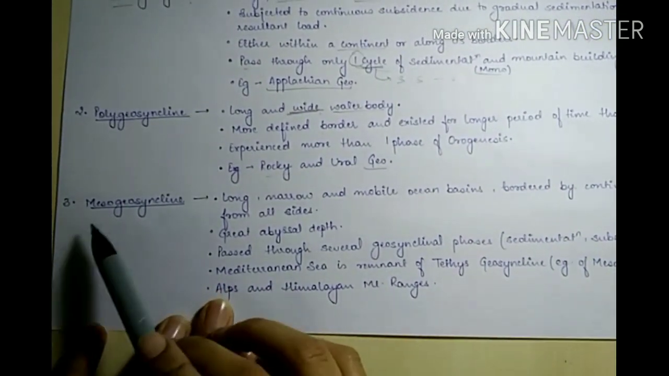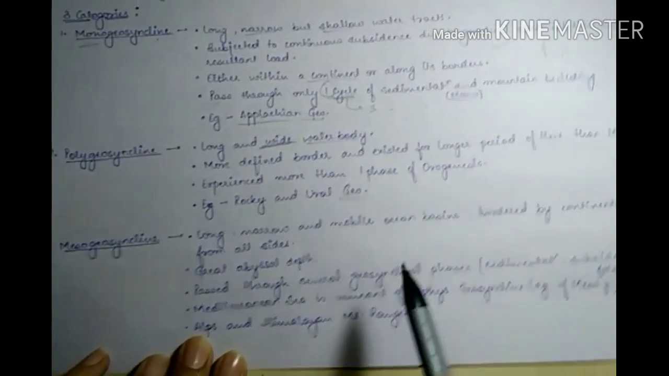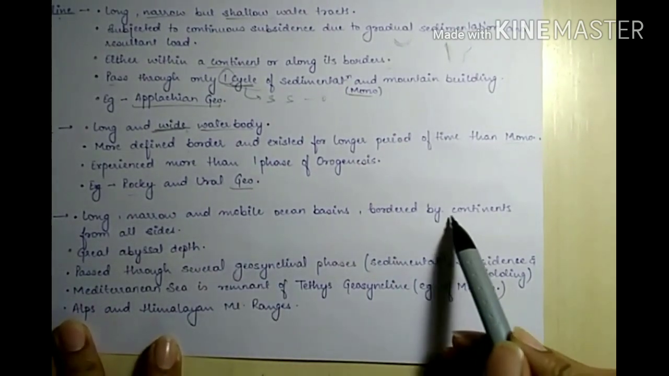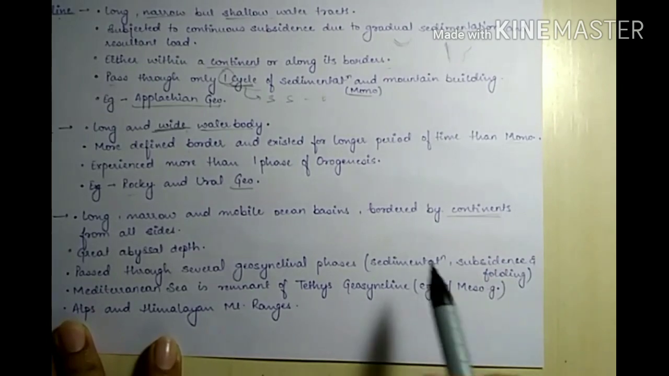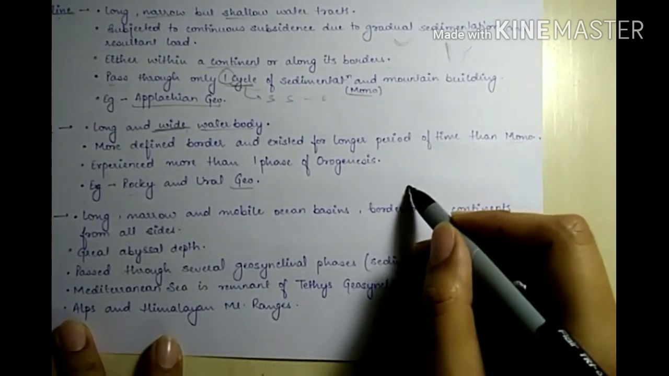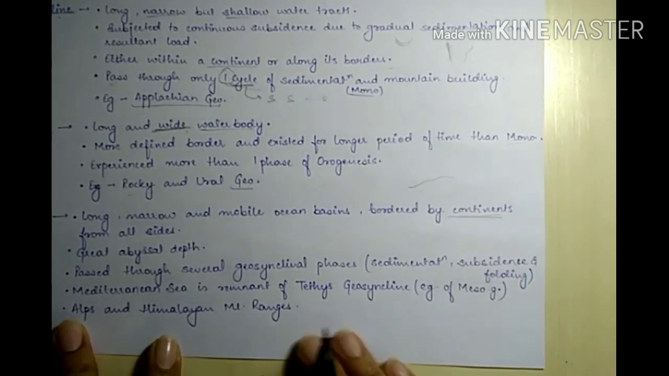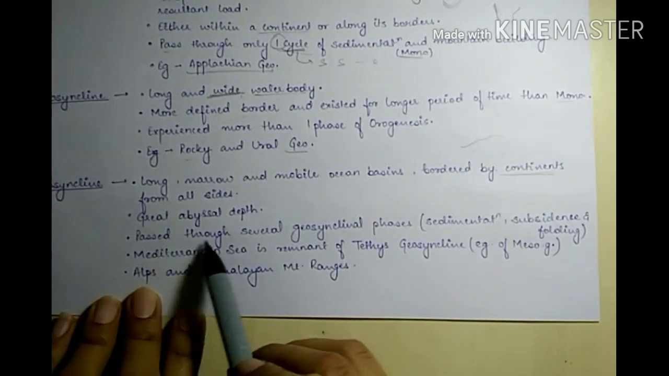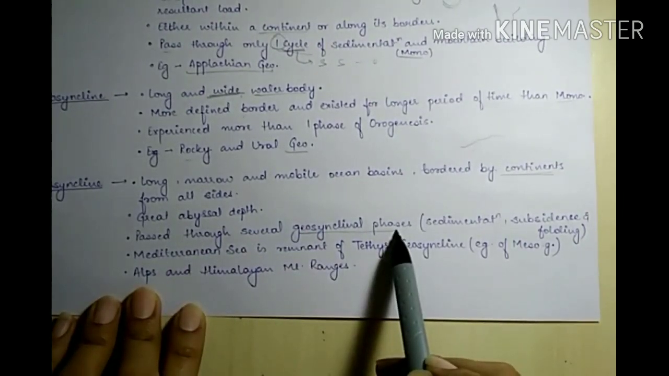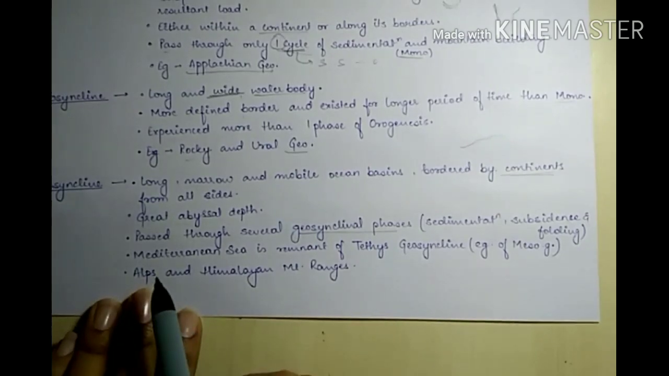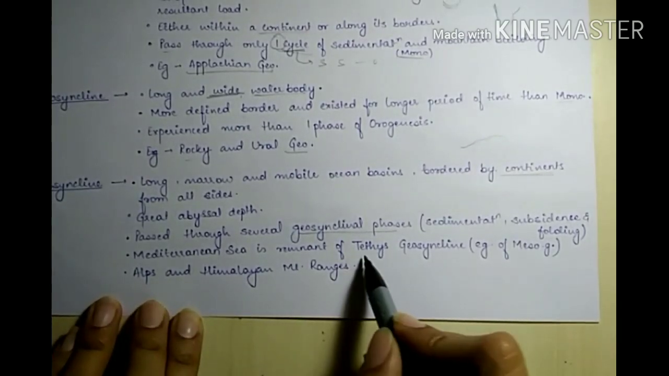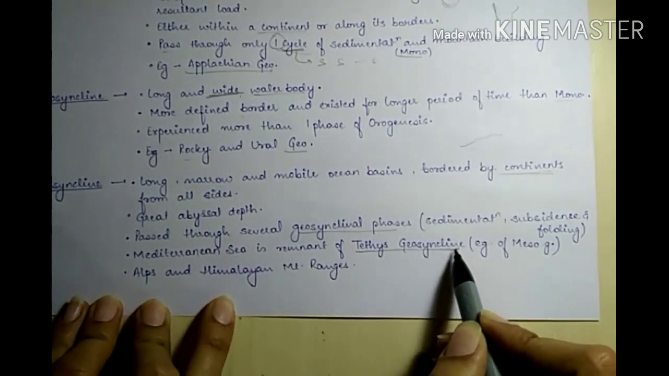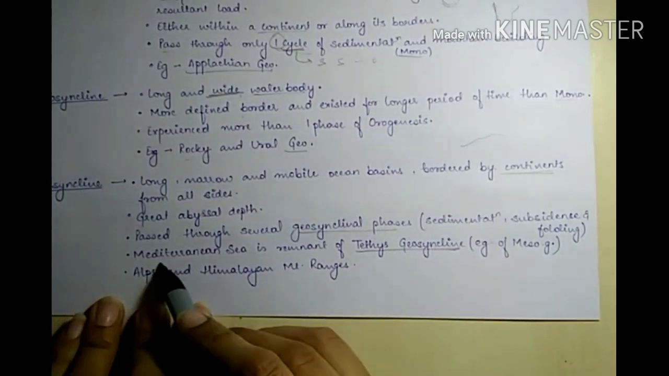The last one is mesogeosyncline. Mesogeosyncline is a long, narrow, and mobile ocean basin, and it is bordered by continents from all sides. For example, the one which is in Mediterranean Sea. It has great abyssal depth. It is very deep, and it passes through several geosynclinal phases. So the best example for this is Tethys geosyncline. So we don't have Tethys geosyncline now. The remnant of Tethys geosyncline is in Mediterranean Sea.